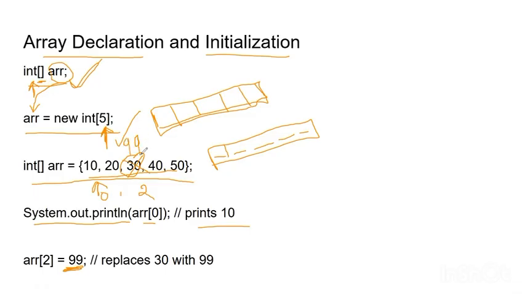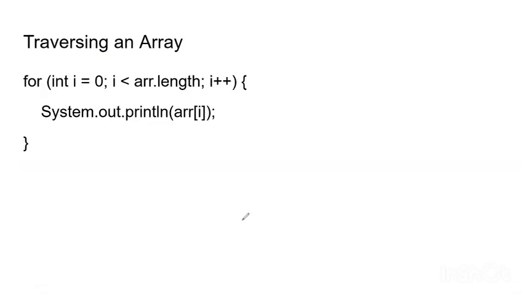Right, this is how the replacement works. Having the understanding of how to declare and initialize an array, let's also understand how to traverse an array after storing the elements. How do we access all those elements in an array one by one? That is traversal of an array. For that, we can make use of this for loop.